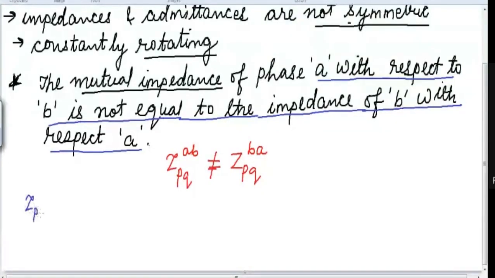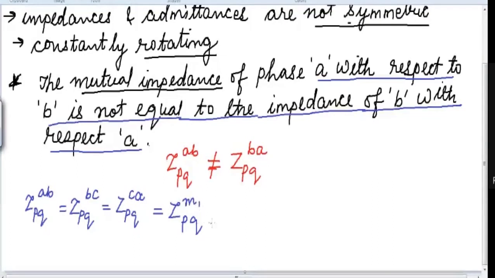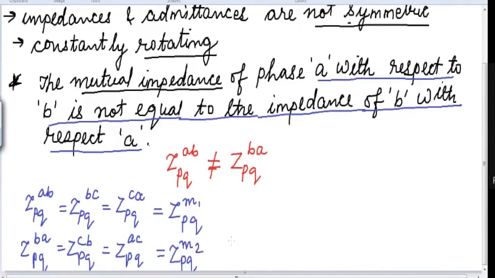Let us write here ZPQAB will be equal to ZPQBC will be equal to ZPQCA. This is the first pattern. Let me give this the name ZPQM1, that is mutual impedance 1. Similarly, if I replace the sequence, here it will be BA, here it will be CB, and here it will be AC, right? So this will be equal to another sequence. Let's give this the name M2.